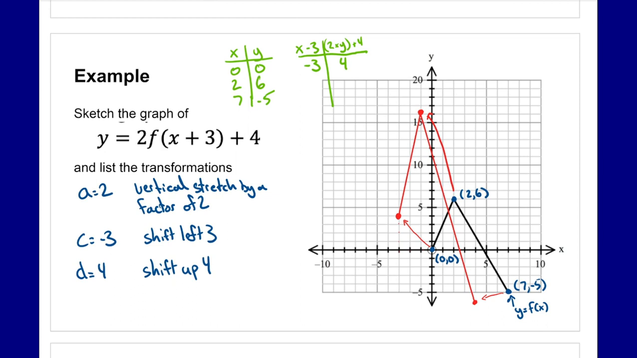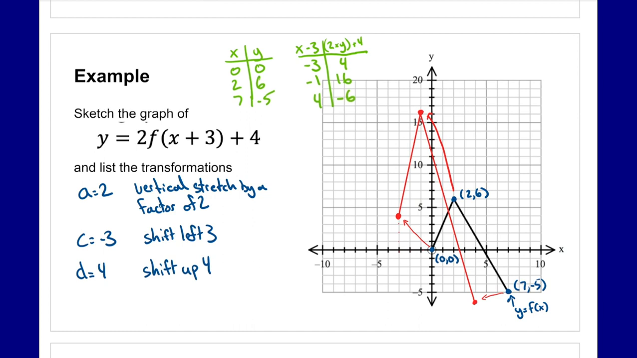Move on to the next point. 2 minus 3 is -1. 6 times 2 is 12, plus 4 is 16. The next point, 7 minus 3 is 4. -5 times 2 is -10, plus 4 is -6.